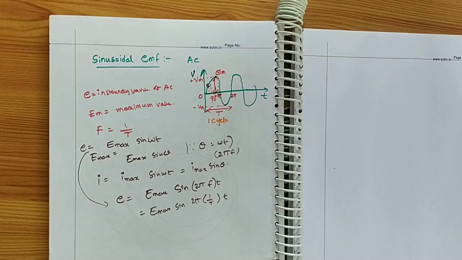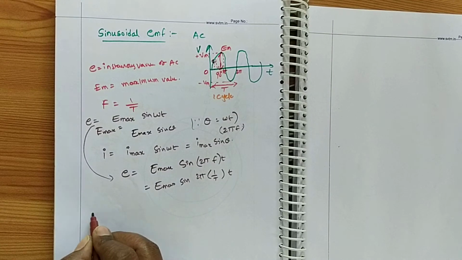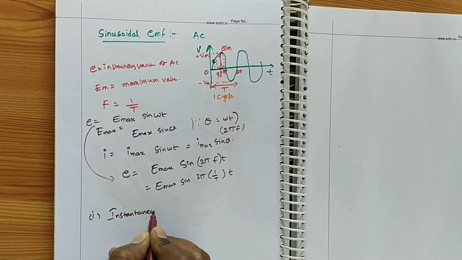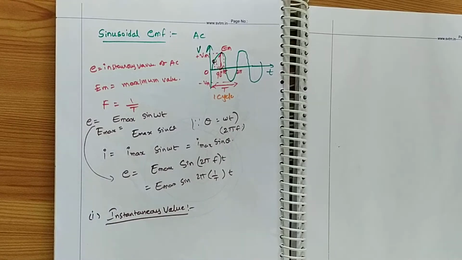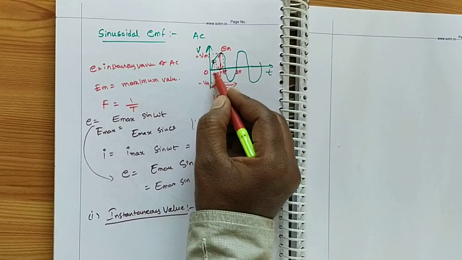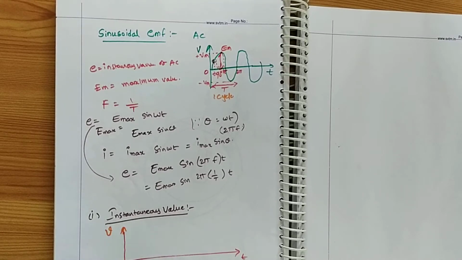Now let us see some basic definitions regarding alternating quantities or sinusoidal voltages. One is the instantaneous value. What is the instantaneous value? It is the value of the alternating quantity at any instant of time. If you consider the time period T and the amplitude V or E, the sinusoidal voltage will look like this.